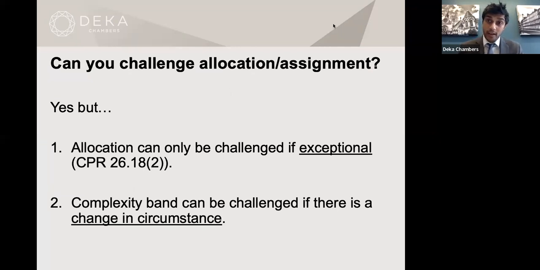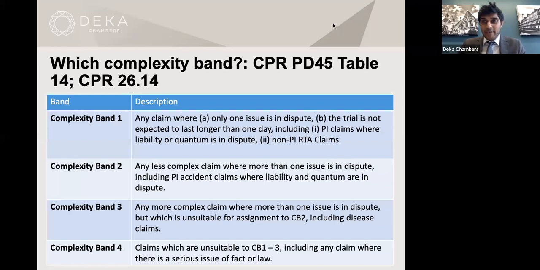Now, challenging allocation and assignment can be done, but as Tom rightly noted, it is difficult. Allocation can only be challenged if exceptional, and the complexity band can be challenged if there is a change in circumstance. Now, we're in early days, and there's been a bit of light, but quite a lot of heat. If you're a claimant running a package travel claim, and the defendant alleges in the updated counter schedule that there's been fundamental dishonesty, then in my view, there is some scope, it's not certain, to suggest that it moves into a slightly higher band, complexity band 4.